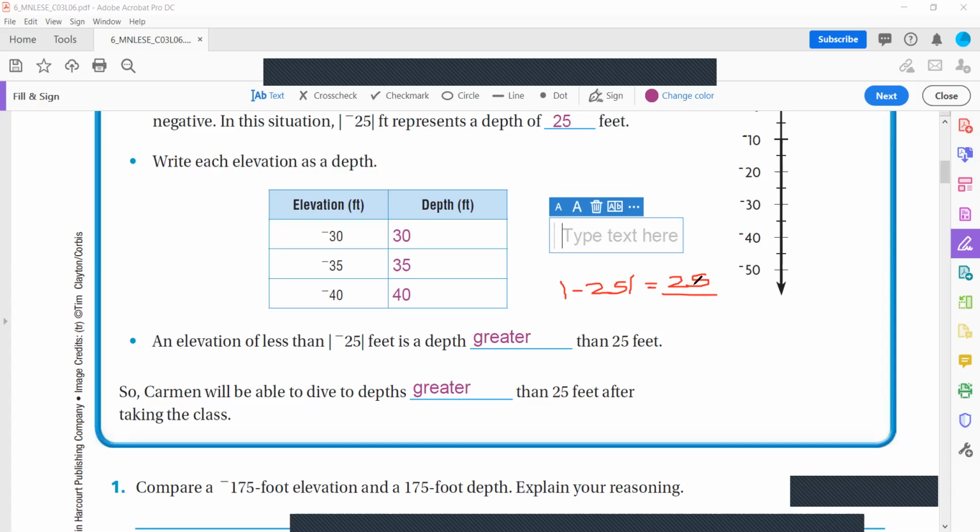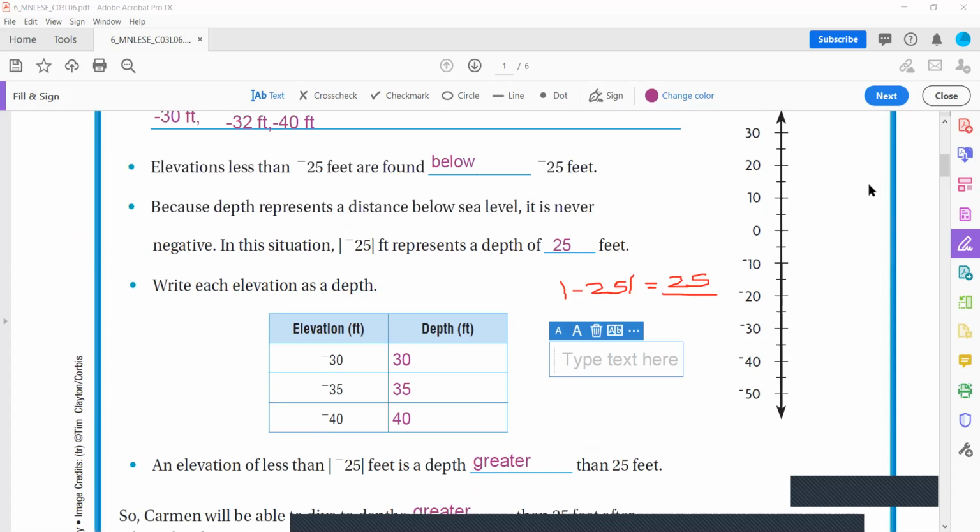Less than 25, is it greater than 25 feet or less than? Like for example, in depth, when you go down, less than 25 means you have to come down or you have to go up. Less than 25 means what? See in the number line, 25 is somewhere here. If I say less than 25, it means maybe 20 and 10. So do I have to go down or go up? Is it greater or less?